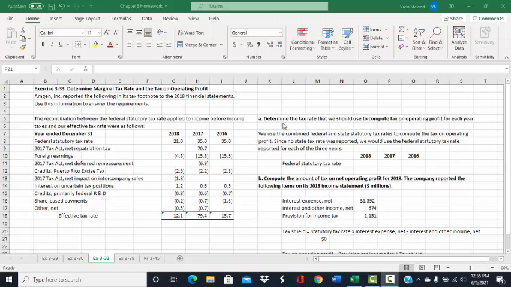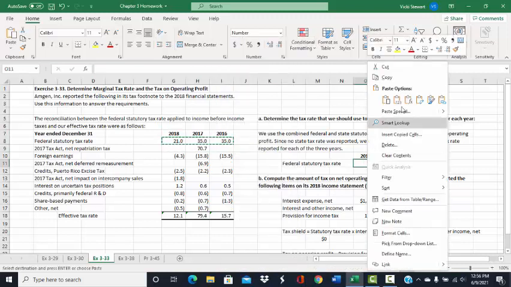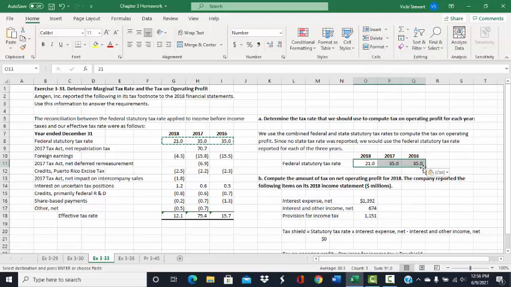The A part of the problem states determine the tax rate that we should use to compute tax on operating profit for each year. And if you remember from your textbook, we use the combined federal and state statutory tax rates to compute the tax on operating profit. However, when we look through the information that was provided by Amgen, we don't see a state statutory tax rate. So perhaps Amgen doesn't pay any state taxes, so we will just use the federal statutory tax rates that were in effect for the 3 years.